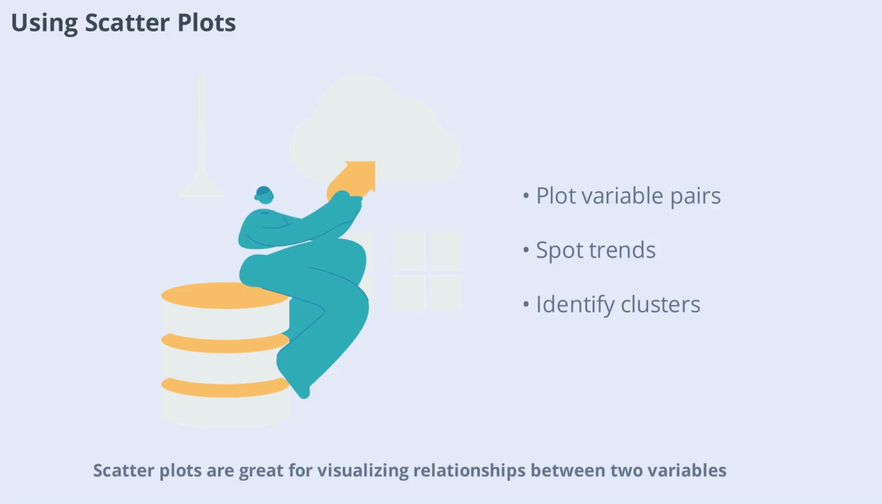Scatter plots are great for visualizing relationships between two variables. By plotting one variable against another, you can see if there's a trend, cluster, or outlier. This visual approach helps you quickly understand how your data points interact and whether there are any interesting patterns worth exploring further.